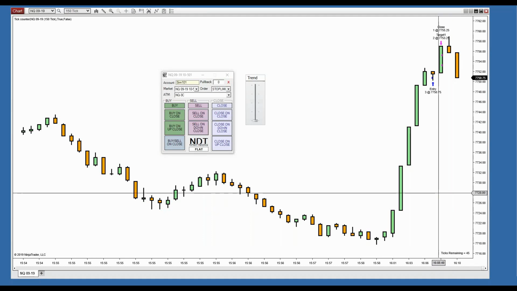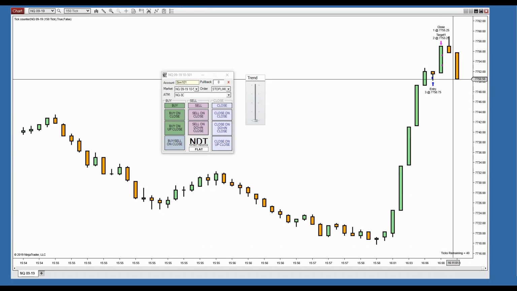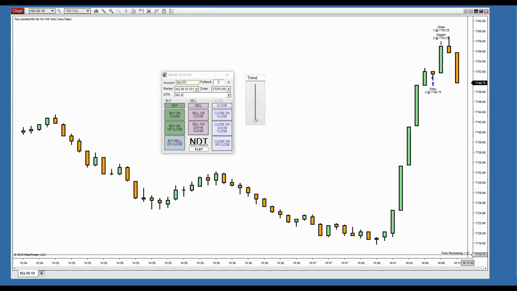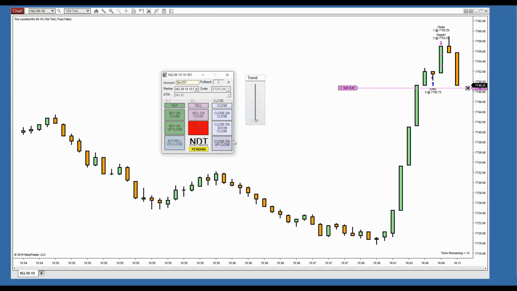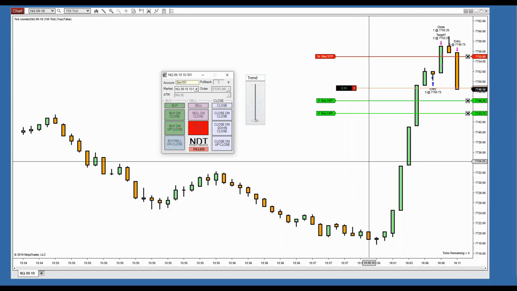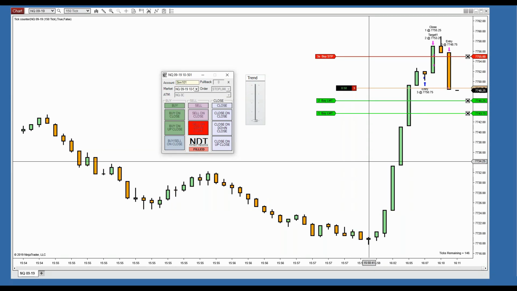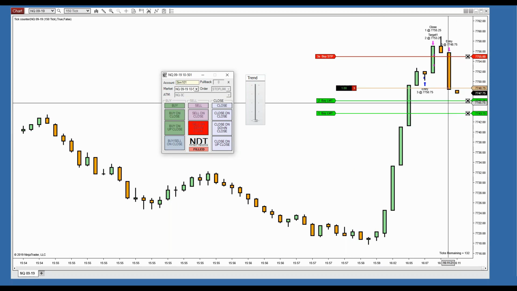But if you want to get an exact entry on a down close, as the tick counter starts to move down, you're never going to be certain where that candle is going to close. So all you have to do is hit sell on a down close, and the NDT will set it up for you and get you in exactly at the close of the candle. And this one, it kind of jumped just a little bit.